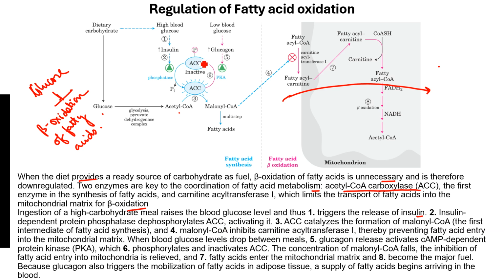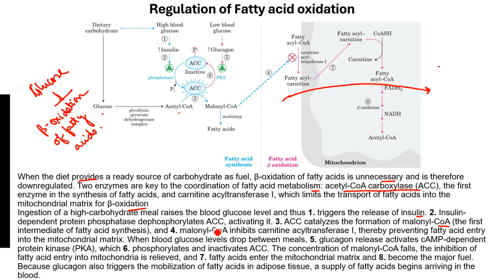So you see here, when this acetyl CoA carboxylase is phosphorylated, it is in an inactivated state, while when it is dephosphorylated, it gets activated. Now, what will acetyl CoA carboxylase do? It will catalyze the formation of malonyl CoA. It converts acetyl CoA to malonyl CoA, and this is the first intermediate of fatty acid synthesis.